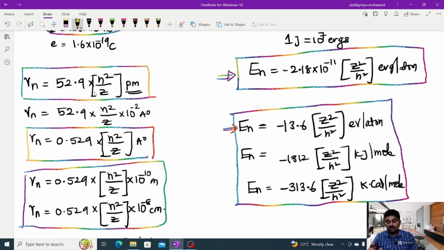Sometimes they give, for example, the energy of the second orbit of lithium. Lithium means what? Z you have to put as 3, square. And n, how much? Second orbit means what? 2 square. The n value you can take as 2.